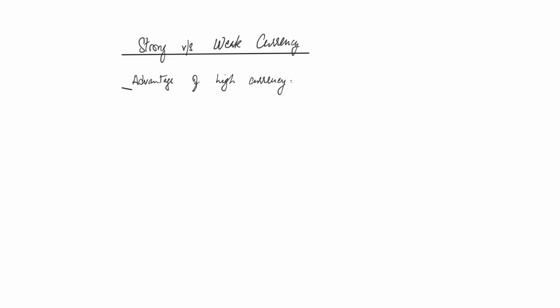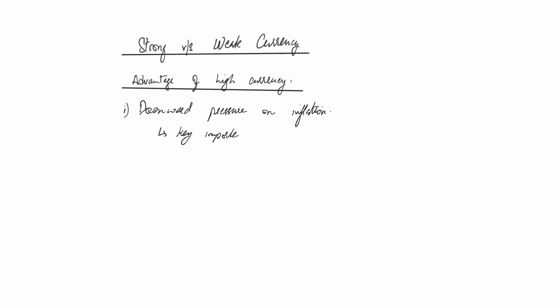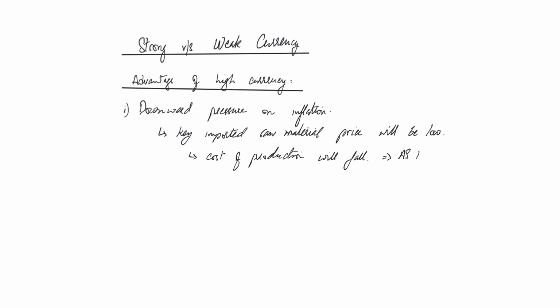So a few advantages we have. Number one, if your currency is strong, there's going to be a downward pressure on inflation. Why is that? It's because the key imported raw material prices will be low. What's gonna happen as a result? Your cost of production. Nowadays, all economies are open, and there's a lot of imported stuff that comes about, so definitely everyone will face an advantage, something like this.